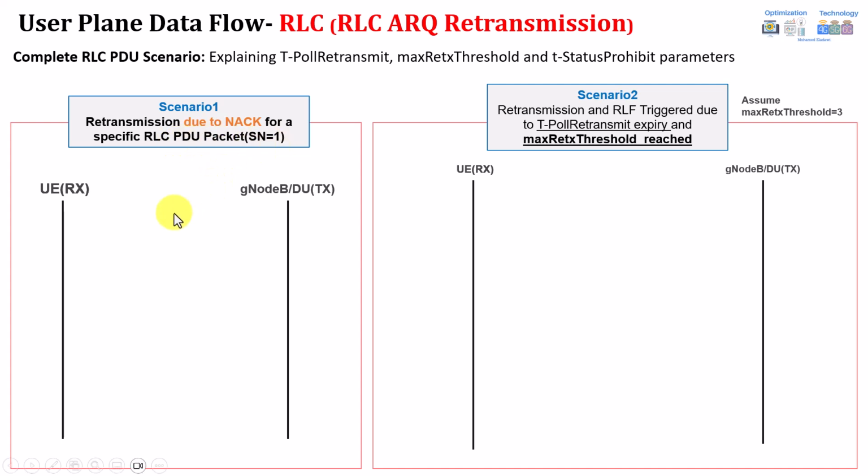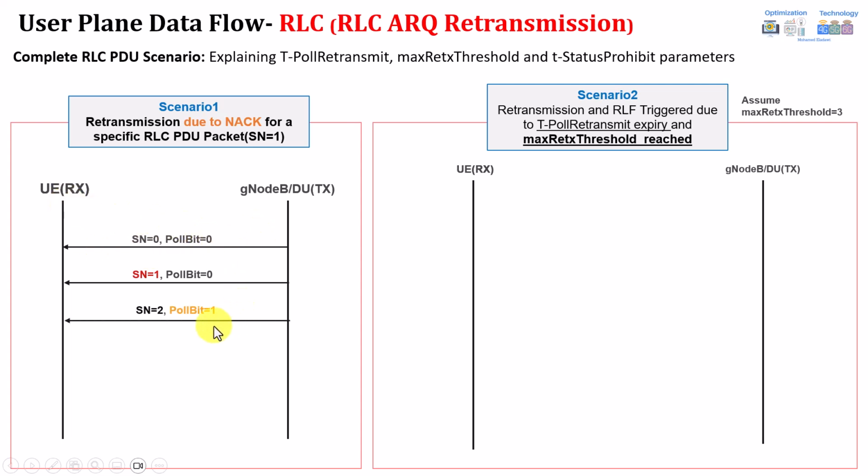Initially, as you can see here, the transmitter, the gNB, transmitted sequence number 0 with poll bit 0. It's not requiring any feedback from the UE yet. Then again, sequence number 1. This is the one which is going to be lost. So it's saying poll bit still 0, so it still didn't request any feedback from the UE. Then it sends sequence number 2 with the poll bit 1. Now it is waiting for feedback from the UE.